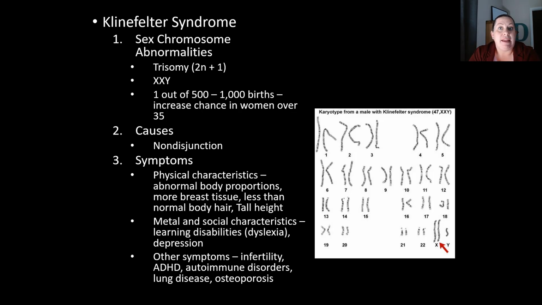They have less than normal body hair. And again, this is the counteraction between the testosterone and estrogen that's occurring in their body. And they tend to be tall in height. Social and mental characteristics, they do tend to have some more learning disabilities, like dyslexia is more common, and they also deal with depression. And the depression side of it is because they are a little different. Their body proportions are different. The way that their muscle develops is different. And so if it's not diagnosed early, they tend to have some more of those body issues and depression that happens.